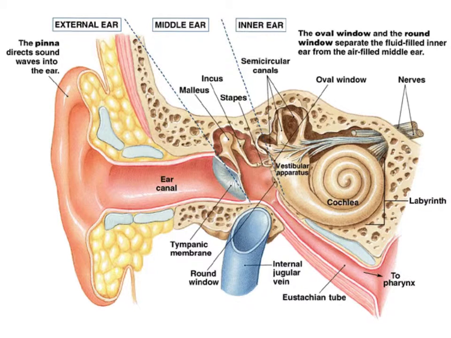The pinna is a huge funnel that is used to bring in the waves and push them through the ear canal. Then, something called a tympanic membrane, also more commonly known as the eardrum, takes the vibrations that have been sent through and passes them to the middle ear.